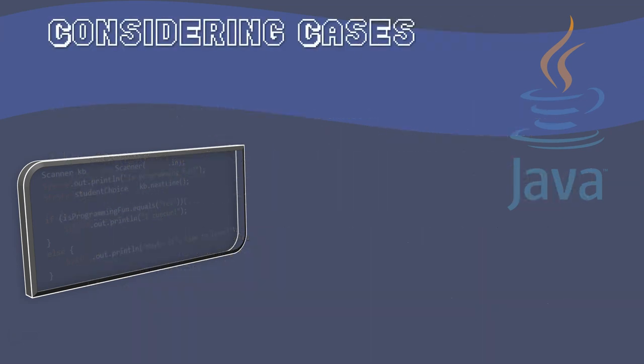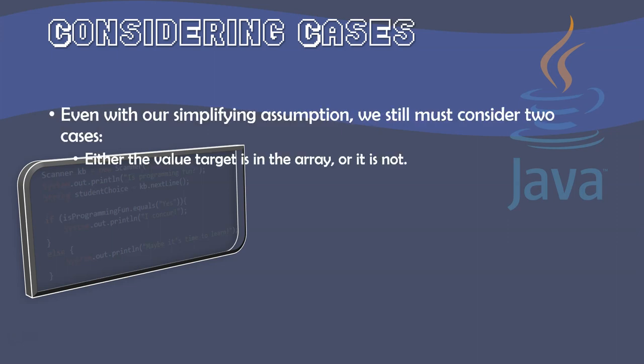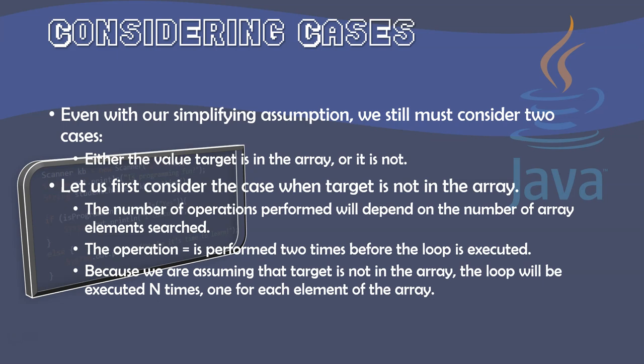So let's start talking about considering the different cases that we're going to have to work through. Even if we simplify our assumption, we still have to consider two cases with the current sorting algorithm that we're looking at. Either the value target is in that array, or it's not in the array. So if, let's say, the array is 1, 2, 3, 4, 5, and we're looking for the number 10, well, 10 would not be in that array. So let's first consider the case when the target is not in the array.